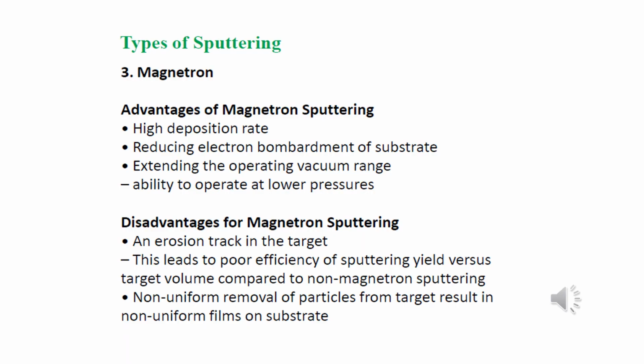Now we will discuss the advantages and disadvantages of sputtering. First of all, the advantages: high deposition rate, reduced electron bombardment of the substrate, extended operating vacuum range, and the ability to operate at lower pressure.